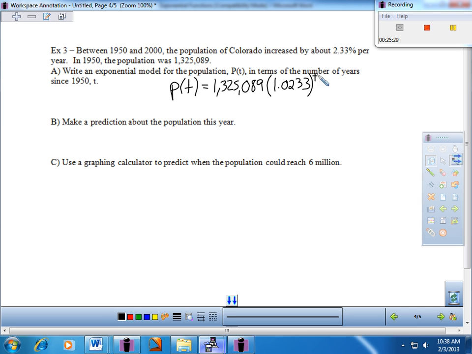So if we are repeatedly multiplying by 1.0233, then that's the base of our power right here, raised to the t. If you're not sure where that came from, let me just quickly show it off to the side. Remember, it's 1 plus the percentage. 2.33%. You move the decimal 2 places to the left. That is 0.0233. There you go. That's that.